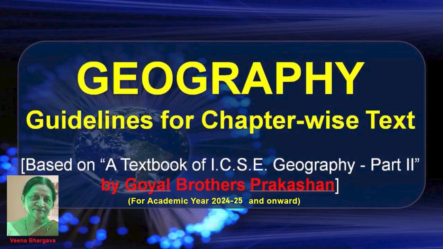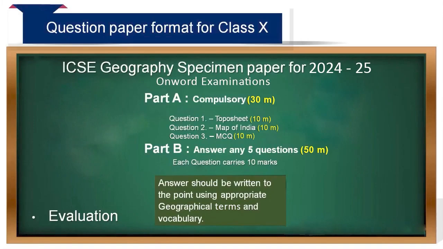While preparing for the ICSE board examination, you should be aware of the format of the question paper. As per the revised specimen paper, Part A of the question paper is compulsory, carrying 30 marks. Part B consists of text and carries 50 marks. You have to attempt any 5 questions out of 9, carrying 10 marks each, in the order of 2, 2, 3, 3 or 4 bits A, B, C and D.